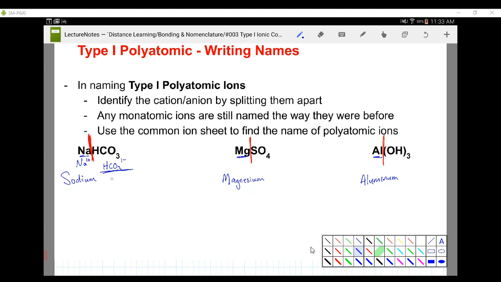That has two actual different names. One word that is sometimes used is bicarbonate. So this formula here is the formula for sodium bicarbonate, also known as baking soda, but it can also be called hydrogen carbonate. Either one would be acceptable.